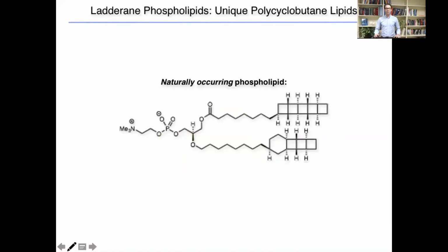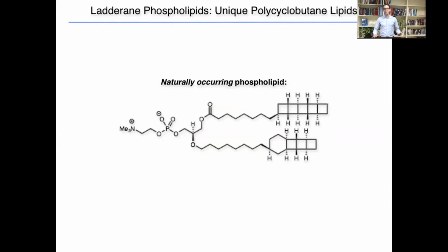So this is a representative molecule that has to do with this work. This is one of the so-called laterane phospholipids. These are highly, highly unusual small molecules. I think anybody that looks at these with any kind of organic chemistry background is shocked by the fact that there's not one, but multiple cyclobutanes that are fused.